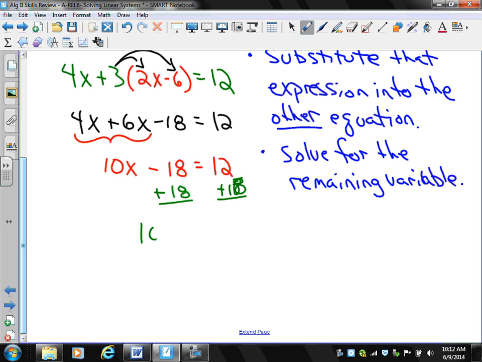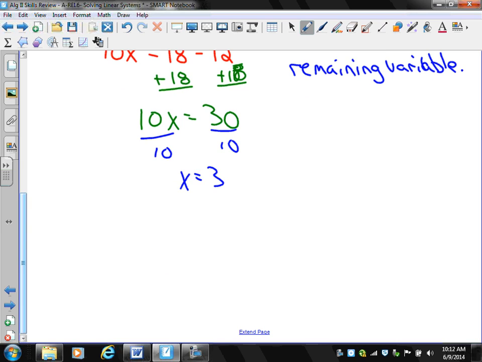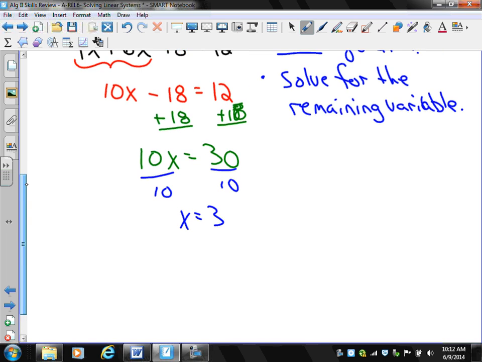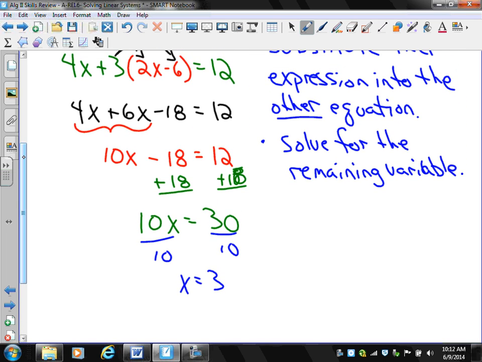And a little division by 10 is going to give me x equals 3. Which is what we had before, right? When we graphed the system, right? We got x equals 3. So I know I'm on the right track here, because I already did the problem. And then it's a lot like before, where I want to substitute this x equals 3 into one of these equations way up at the top.